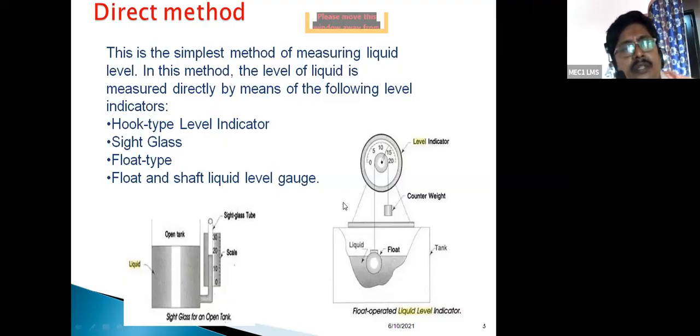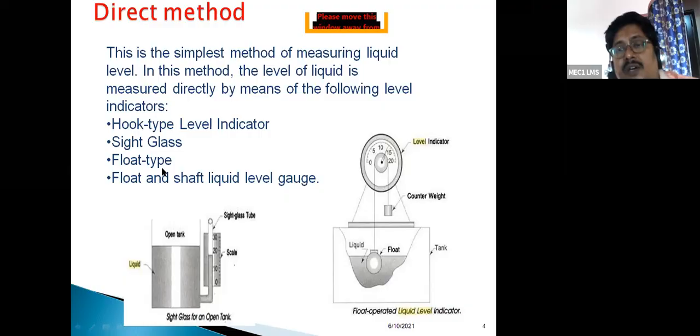Then the side glass, float type, and float and shaft liquid gauge are all direct methods, but they are not in the syllabus. Remember this point. In the syllabus, five devices, five sensors are there.